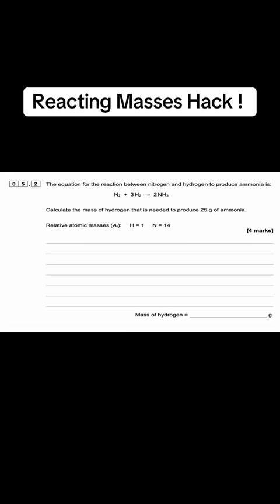Do you find the chemical calculations extremely confusing? Here is an easy hack to answer a reacting masses question.